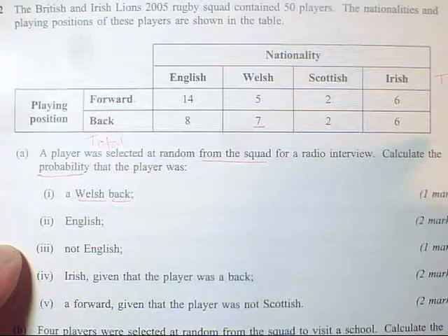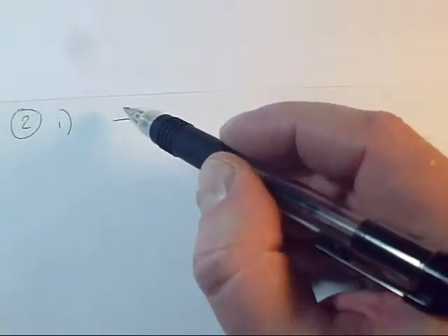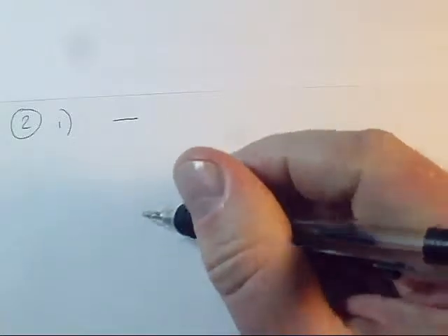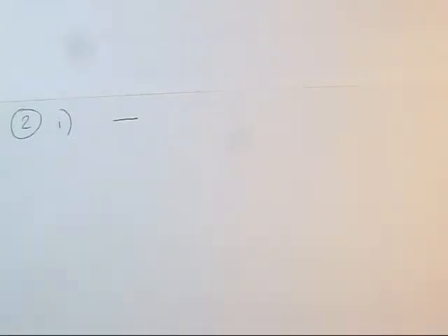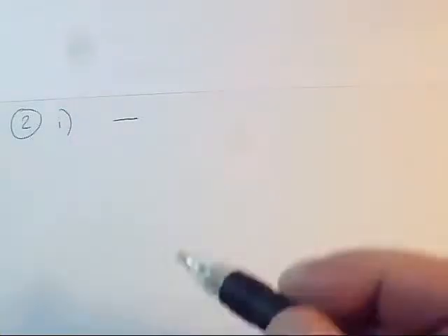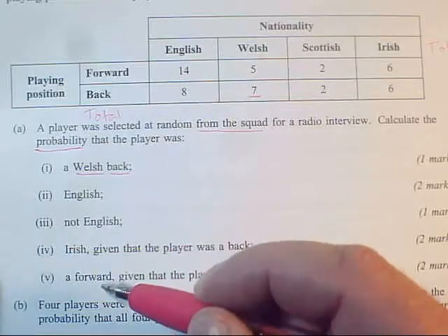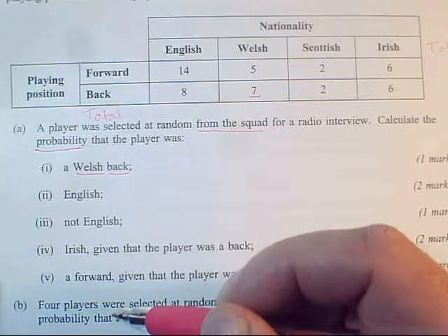Okay, so in terms of the answer template for that, all you need to write is a fraction. So the number of Welsh backs on the top, total number in the squad on the bottom, and that's all you need to do. No other method is needed in this case. If it cancels down, you can do that, but they will give the original fraction full marks. Okay, so for all of the remaining ones, we're going to set up fractions in a similar way.